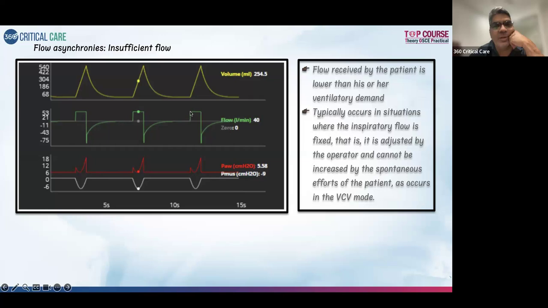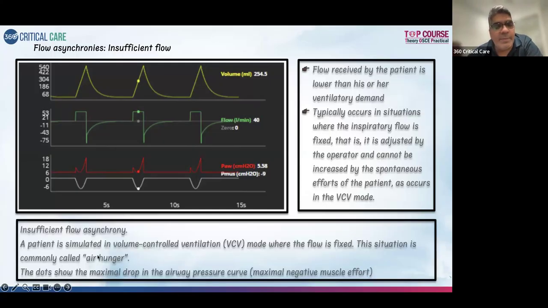So you have a fixed flow here, not like the pressure control where the pressure is ramped or the flow is ramped to a particular pressure. In this case, if the requirement is higher, then insufficient flow will lead to an initial peak, followed by another peak in the pressure. The patient is simulated, so the dot represents the maximum drop of the airway pressure curve, where because the flow is not adequate, the patient will try to breathe on top of that, leading to a negative pressure and then going up on the pressure here.